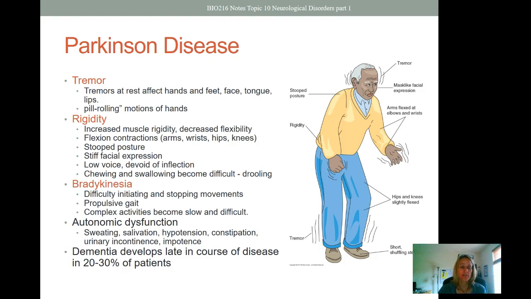Bradykinesia is difficulty initiating and stopping movements, resulting in a propulsive gait, and they have difficulty with complex activities. They're very slow. And then autonomic dysfunction: sweating, salivation, constipation, urinary incontinence, and impotence. In about 20 to 30% of patients, dementia occurs late in the course of the disease.